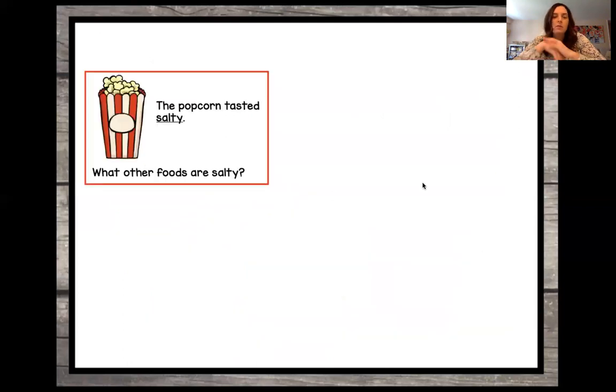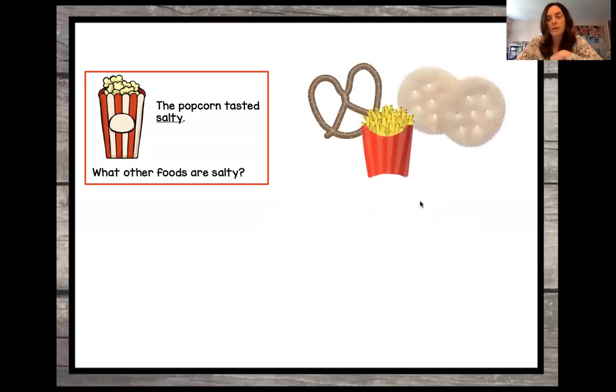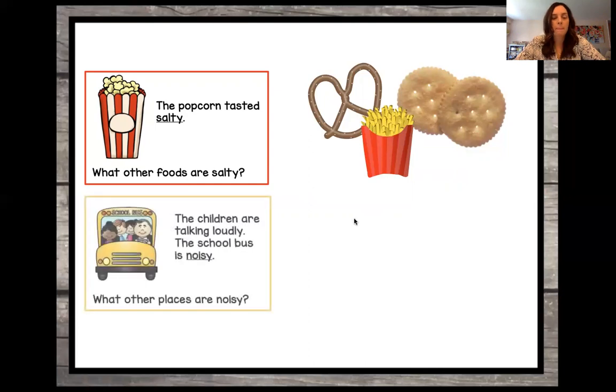Let's look at some examples of this. So if you read that the popcorn tasted salty, maybe you could think to yourself, what other foods are salty? And then you would start thinking in your head about times that you have eaten something that's salty. So maybe you think about a time that you ate a pretzel or possibly French fries or maybe some crackers. And then you start thinking about your experiences in each of those different times that you experienced something salty. And that helps you to understand the vocabulary word, and it also helps you to build on your understanding of the text.